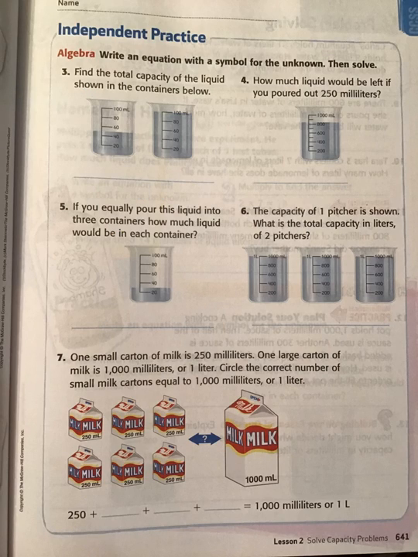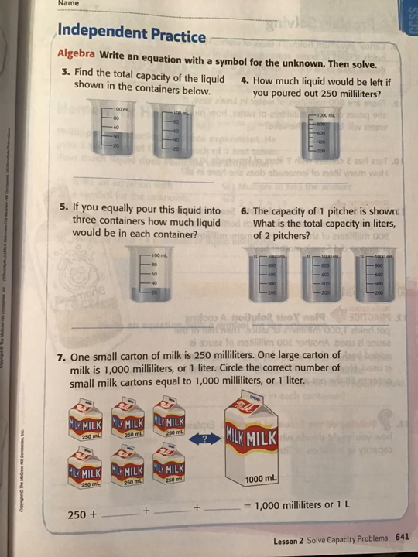Okay, here's our independent practice. For numbers 3 through 7, I want you to work on these on your own. You're going to pause this video, and when you're done, you'll hit play again, and we'll go through it together. If there's any that you got wrong, just fix them. Go back through it with me. Fix what you got wrong. Okay, pause your video.